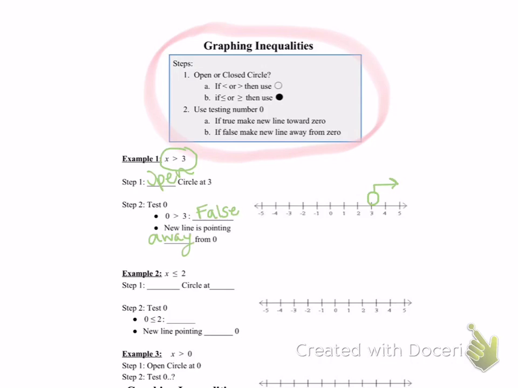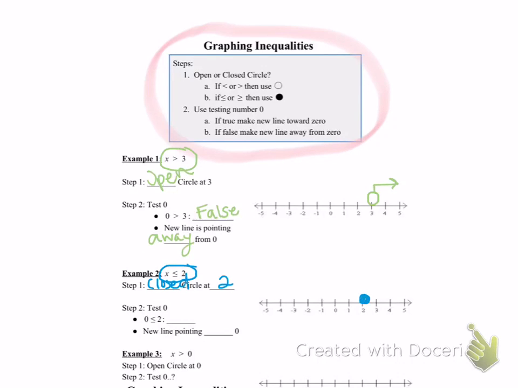Let's do that same process for number 2. We've got this inequality here: x is less than or equal to 2. So we have to figure out if it's an open or closed circle. If we see that line under the inequality, that means we're doing a closed circle. And that closed circle is going to be at 2 because that's the number the inequality is using. So I'm going to go over to 2 and draw my closed circle.